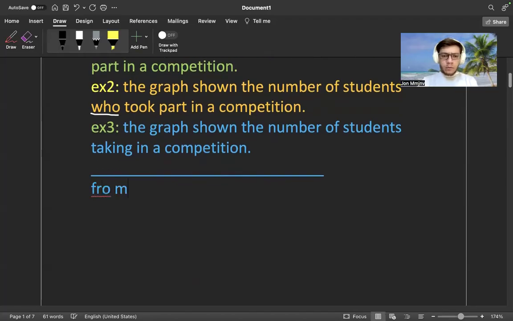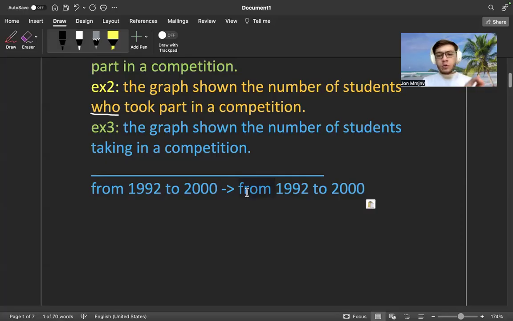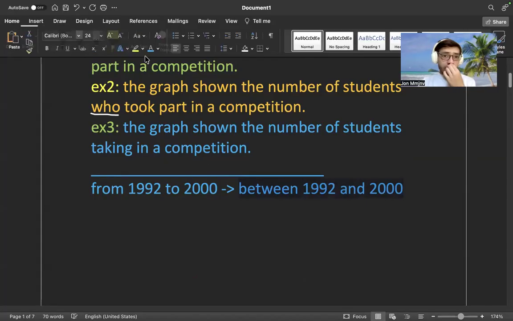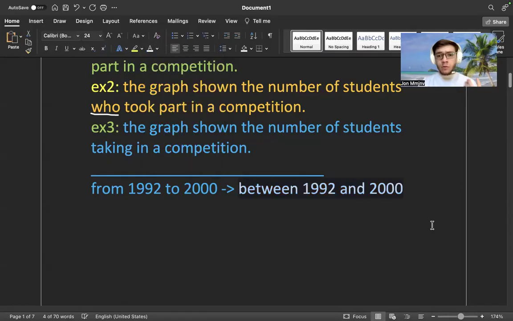Then there is more. If you see from, let's say, 1992 to 2000, we paraphrase it for line graphs by writing the same thing with between. If you see from, use the between structure. If you see between, then use the from structure. You don't need anything more than that. You can say over the period of certain years, but that doesn't really help you in any shape or form. So you better stick to this and use the rest of your time for the overview, which plays a much bigger role.